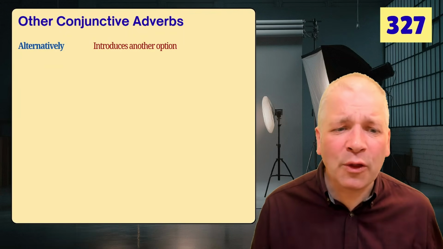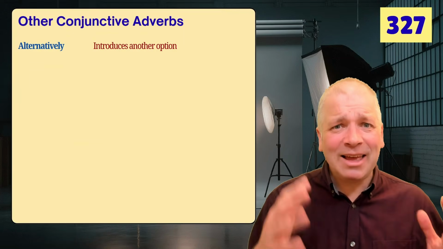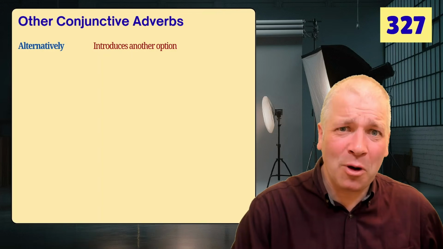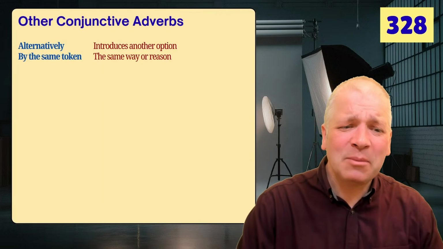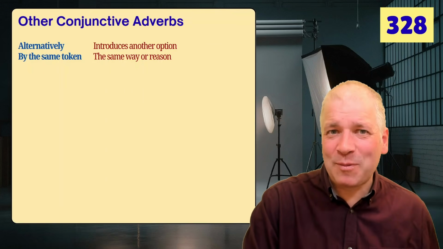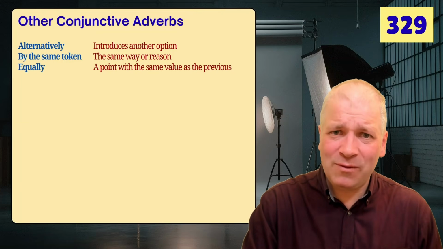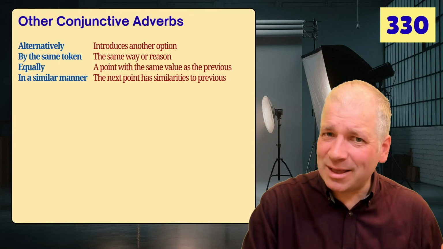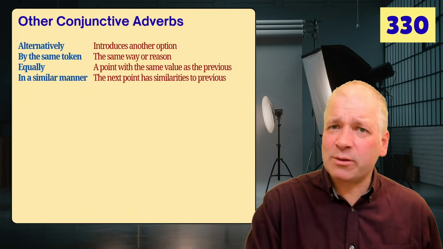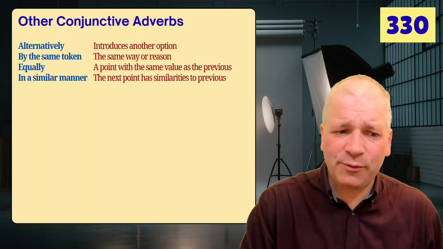And here are some other conjunctive adverbs that I couldn't put neatly into a category. Alternatively, well, this introduces another option. By the same token, this means the same way or reason as the sentence before. Equally, a point with the same value as the previous. In a similar manner is similar here. The next point has similarities to the previous. So again, this is a kind of similarity conjunctive adverb.